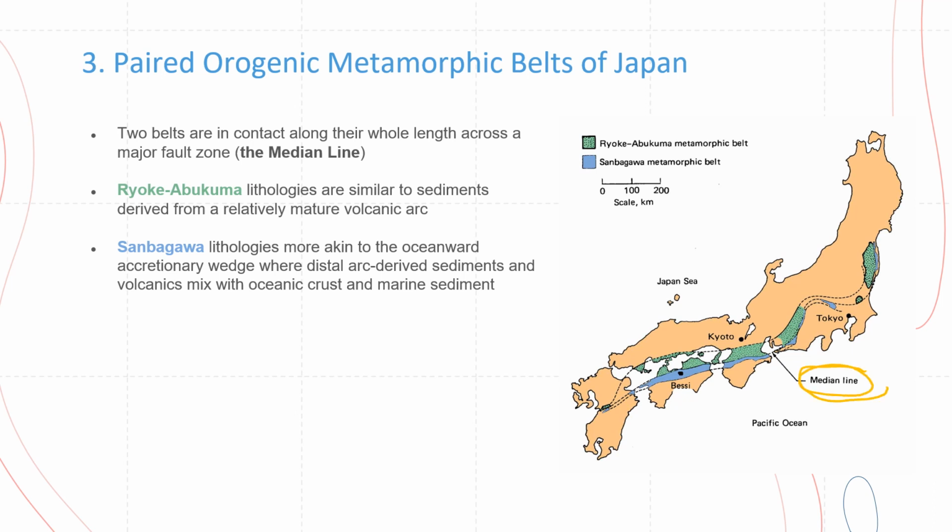So the Ryoke-Abukuma lithologies are similar to sediments from a relatively mature volcanic arc, and the Sambagawa lithologies are more akin to the oceanward accretionary wedge, where the distal arc-derived sediments and volcanics mix with oceanic crust and marine sediment. So those are the lithologies for the Ryoke-Abukuma belt and the Sambagawa belt.